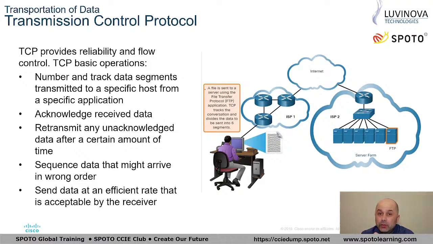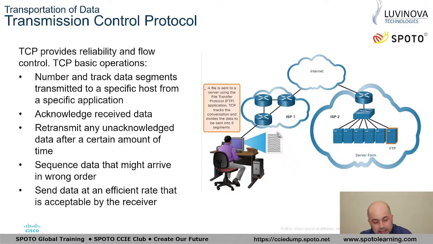These are the sequence numbers. Sequencing data that might arrive in the wrong order. That means that whatever data has been sent through the media and goes across the globe in different ways will arrive in a different order at the destination point. But this doesn't mean it will not be reassembled. The TCP protocol will reassemble the data in the correct order in which it was sent.